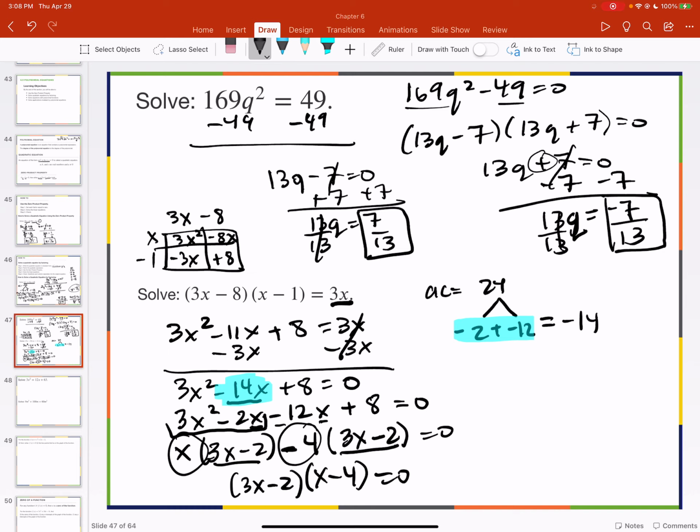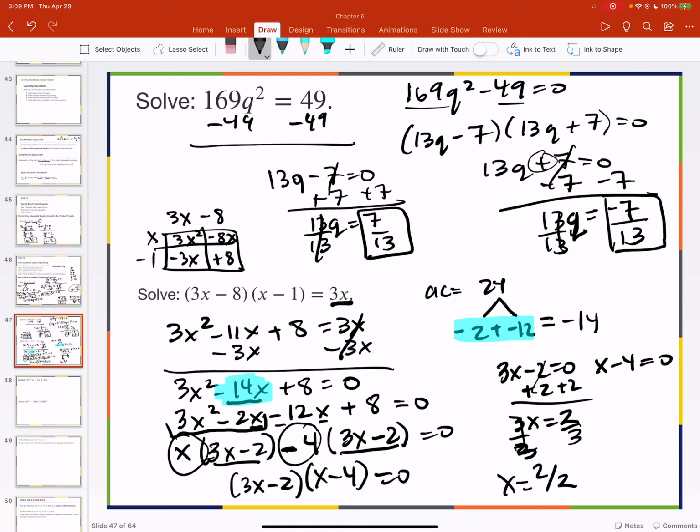So now what do we do? We use the zero product property, and we set each of these factors equal to 0, like so, and we solve for each x. So here we have 3x is equal to 2, divided by 3, and then one of our solutions will be 2/3. And then the other one, we solve for x here, and x is equal to 4.